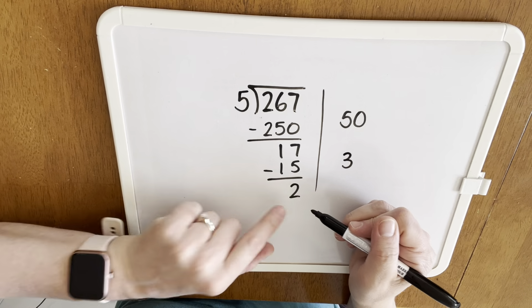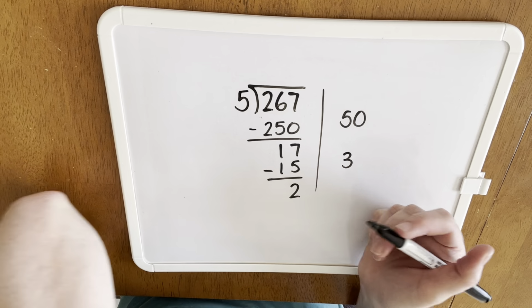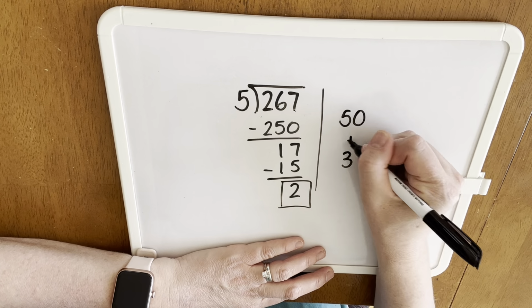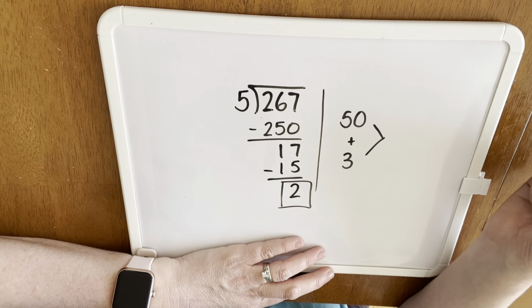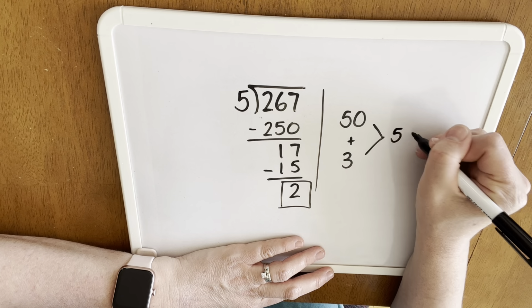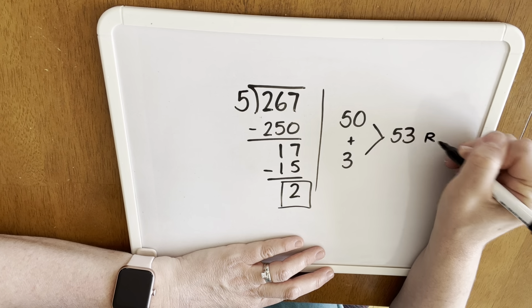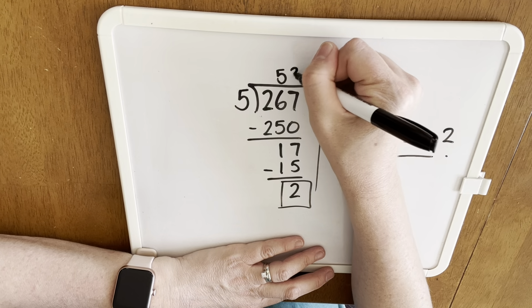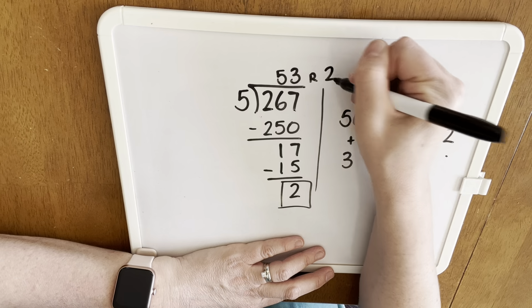Now, because I have 2, I cannot divide that any further. So this number here is going to be my remainder. Therefore, if I add these two numbers up, my answer is going to be 53 remainder 2. And we can put that in there, 53 remainder 2.